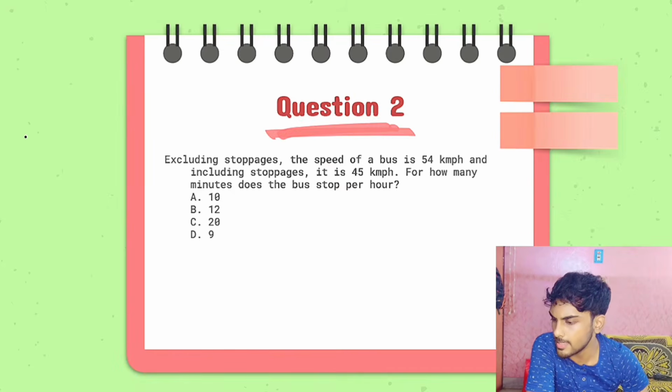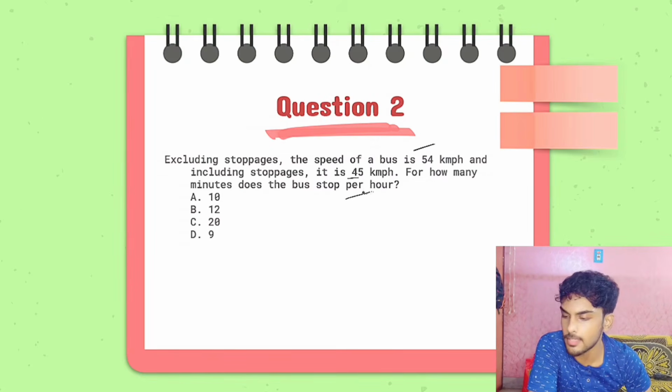So the next question is, excluding stoppages, the speed of a bus is 54 km per hour and including stoppages is 45 km per hour. For how many minutes does the bus stop per hour? Fine. Once again, try it yourself first and then we will go.